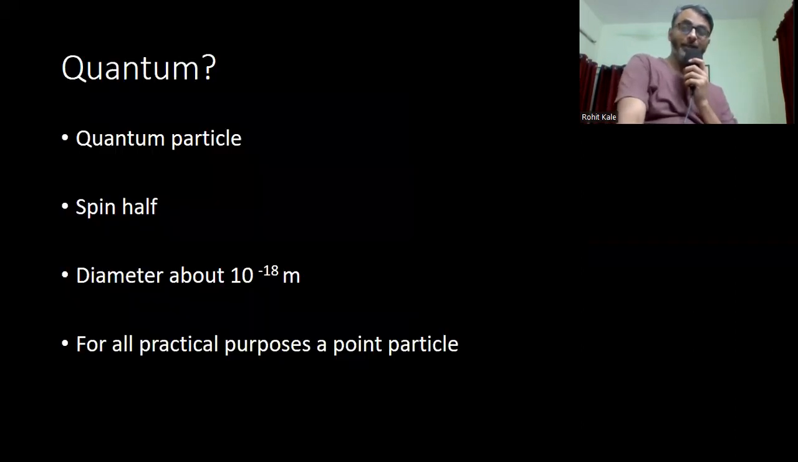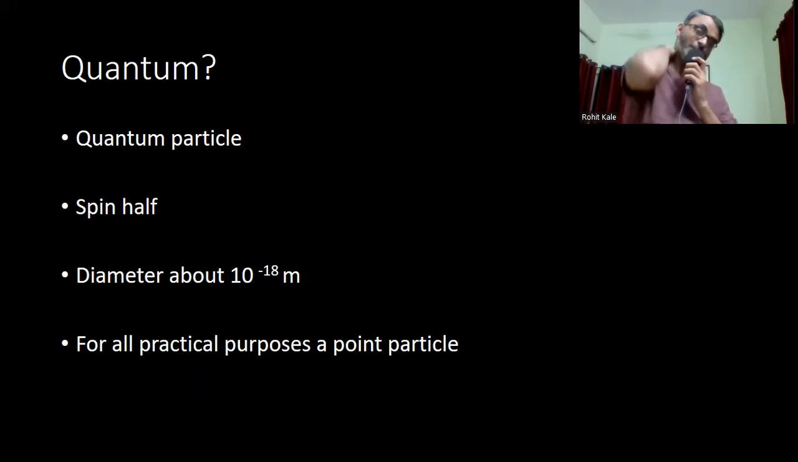Then came the quantum description. They realized that the electron is not exactly a classical particle. It's not like a ball, or like a tennis ball. It's a quantum particle. It behaves by the rules of quantum mechanics.